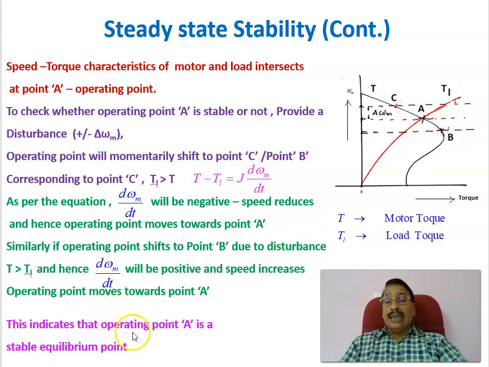This indicates that the operating point is a stable equilibrium point. This is called a stable equilibrium point, in that even though you are giving a disturbance to C, it is coming back to A. Similarly, if it is a disturbance to B, it is coming back to A. That is why this operating point is called a stable equilibrium point.